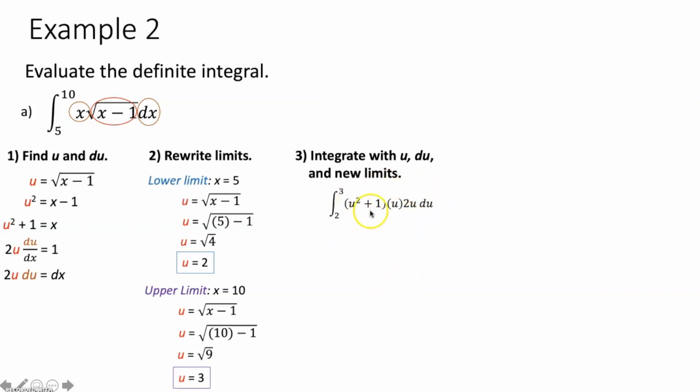So how do I prepare this for integration? Well, I obviously need to simplify what's going on in here. So I'm going to multiply u and 2u, and I get 2u squared. But that 2 is just a constant, which I can move out front of my integral sign. I then can distribute this u squared to the u squared and to the 1.